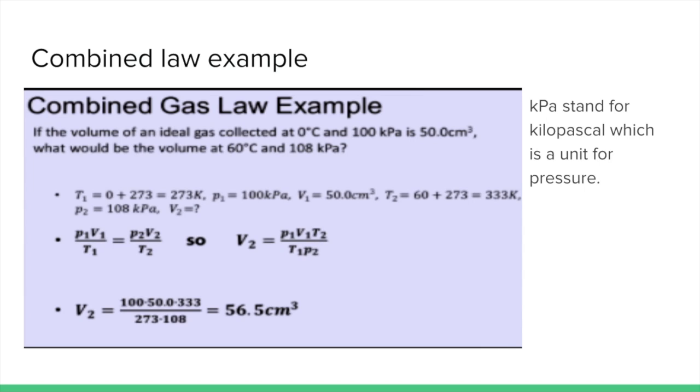We know that the temperature is 0, so you add 273 and get 273 Kelvin. We know that the pressure is 100 kilopascal, and we know that the volume is 50 centimeters cubed. And we also know that the temperature will be 60 plus 273, which is 333 Kelvin, and the pressure is 108 kilopascal. What is the volume? Well, you plug it into the formula up top, and you end up with 56.5 centimeters cubed. Just remember to use the formula up top.